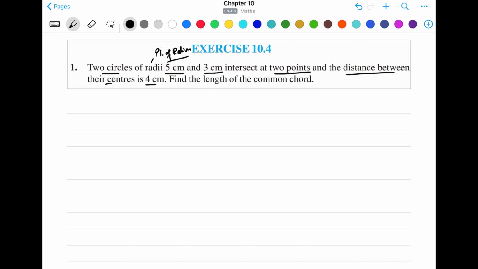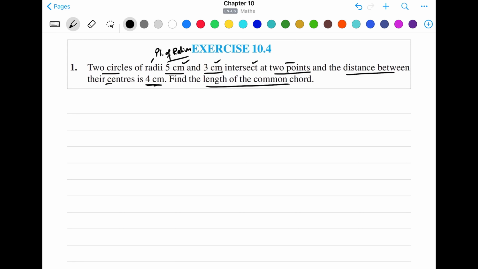And the distance between their centers is 4 centimeter. So we have two circles, one with 5 centimeter radius and the other with 3 centimeter radius. They are intersecting each other at 2 points, and the distance between their centers is given as 4 centimeter. We have to find the length of the common chord. This is a very important question.